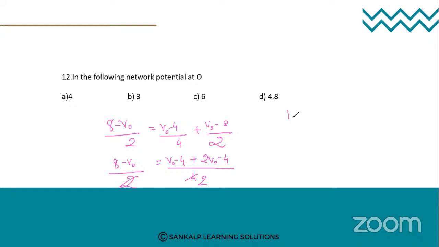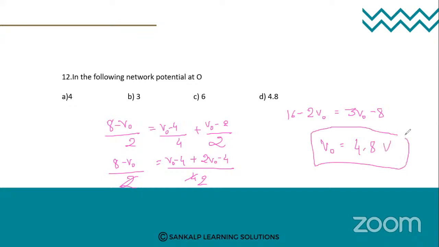8 twos are 16 minus 2 V naught is equal to V naught plus 2 V naught is 3 V naught, minus 4 minus 4. Plus into minus is minus. Yes. This will be minus 8. So if you simplify for V naught, your V naught will be 4.8 volt.